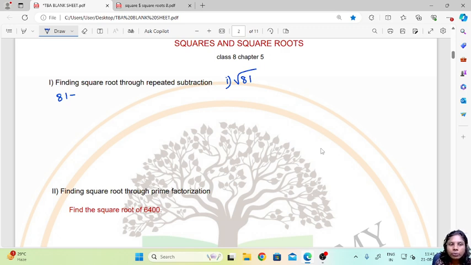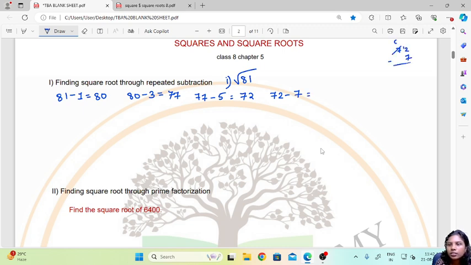The first odd number is 1, so we get 80. Now 80 is subtracted with the next odd number, that is 3, so we get 77. Next, 77 minus the next odd number, 5, gives 72. Next, 72 minus the next odd number, 7, gives 65.